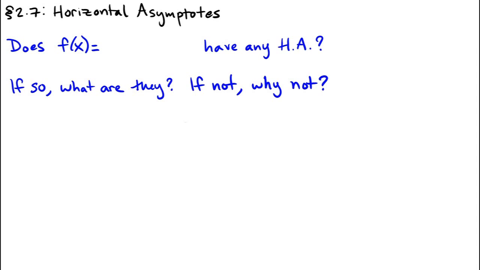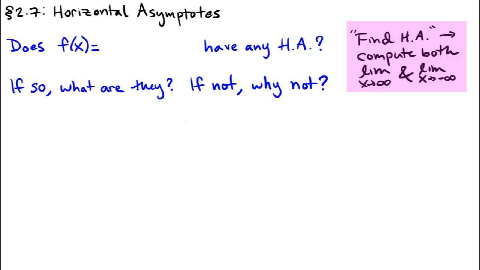This is a common type of question, which you could even see on the first midterm. You're given a function f and asked to find its horizontal asymptotes. This always means that you should compute both the limit as x goes to infinity and the limit as x goes to minus infinity. Let's consider this function f. Pause the video and try to answer the question.